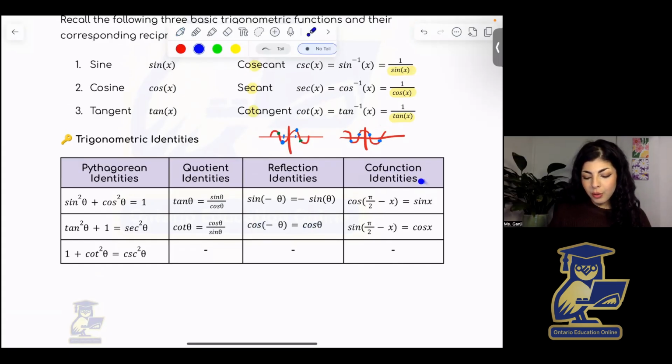And finally, our cofunction identity. So making connections to these graphs, as you can see, the shape is the same. It's just this one is shifted pi over 2 units over. So then when we have cosine of pi over 2 minus x, this is actually equal to the sine of x. And when we have sine of pi over 2 minus x, this is actually equal just to cosine of x. And you can always derive these from the graph.